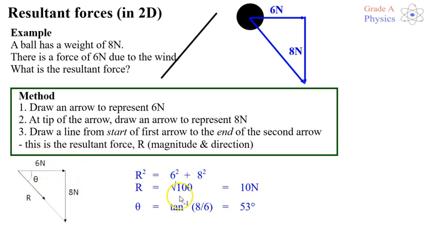So 6 squared plus 8 squared, square root, that will give us 10, nice and easy. And now, because we know all 3 sides, we could use sine, cos, or tan. I've used tan. So if I want to find this angle here, then opposite divided by adjacent, tan to the minus 1 will give me 53.